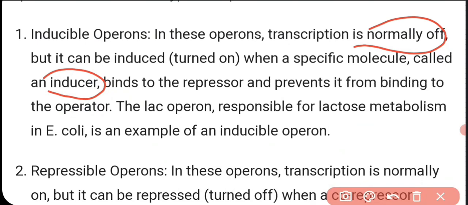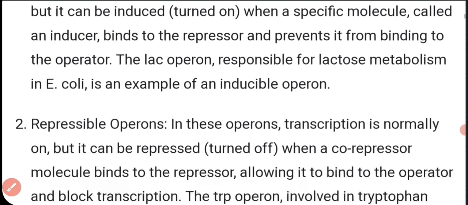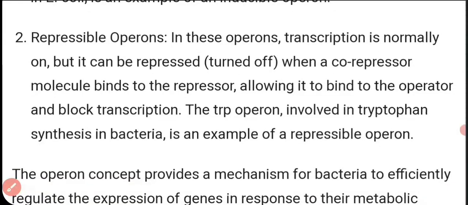And one more kind of operon is the repressible operon. In this, transcription is normally on, meaning the process of transcription is going on, but a repressor will come and join to the operator region of the gene, and the RNA polymerase will not proceed forward. By that, the transcription will be stopped here.